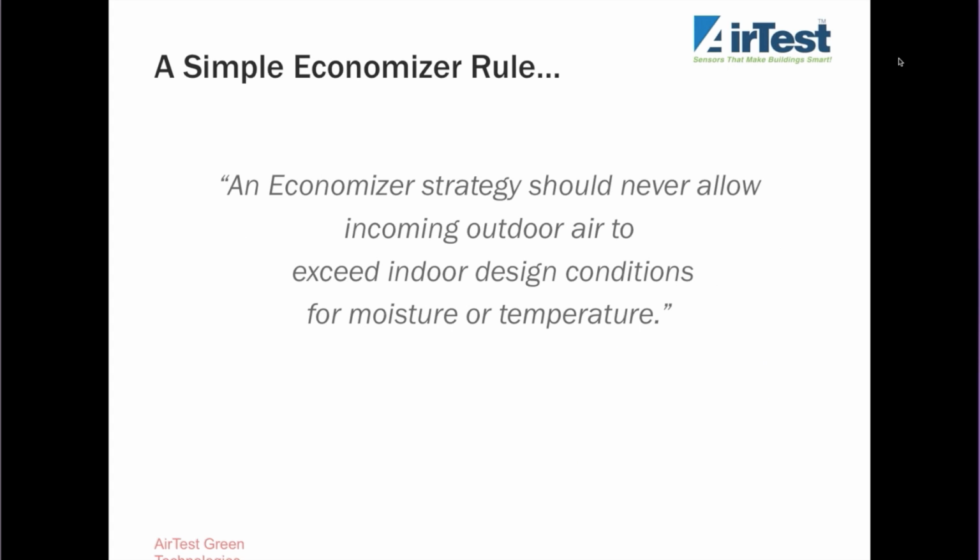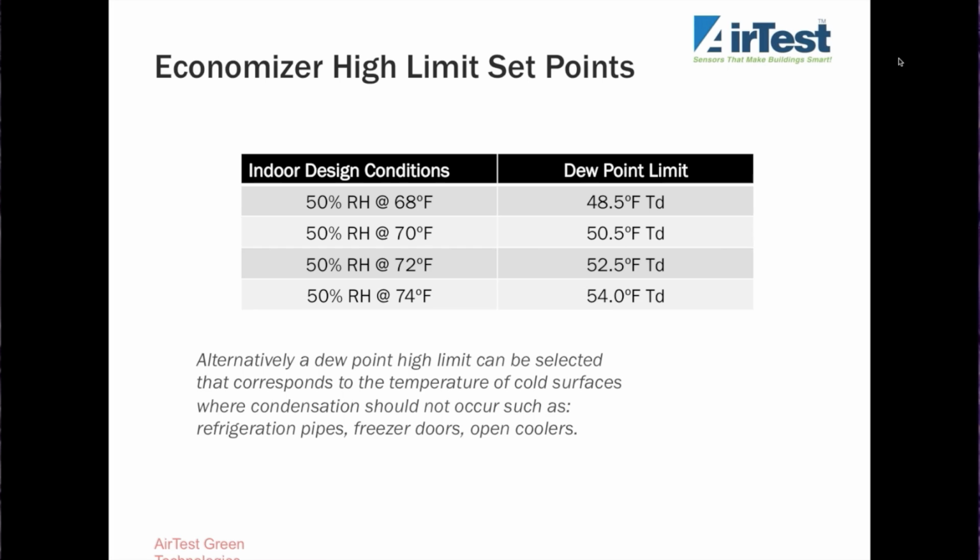So there's a problem. And really, out of that problem, there's a simple rule for economizer control, and that is that an economizer strategy should never allow incoming outdoor air to exceed the indoor design conditions for moisture or temperature in the space. So what are those indoor design conditions? Well, if we take a look here, a couple of typical indoor design conditions. Basically, they're often stated at a certain percentage at indoor design temperature, probably in most cases 50% RH at 72 degrees is the indoor design condition.